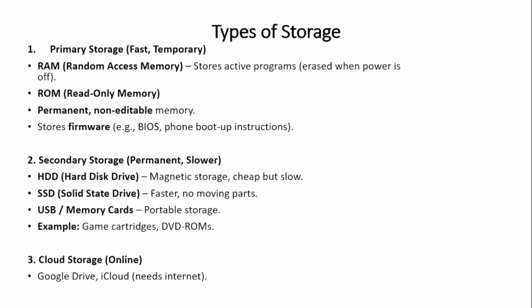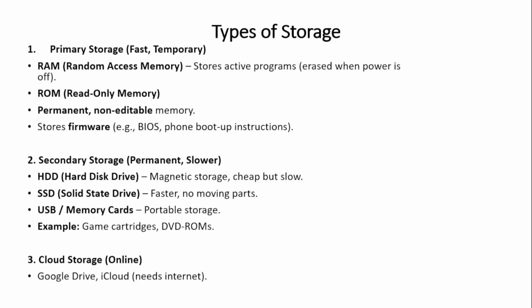Types of storage. Now, we have different types of storage in the computer system. We have the primary storage, the secondary storage, and the cloud storage. I'll just go briefly on each of them. The primary storage, which is the main storage of the computer, consists of the RAM and the ROM.